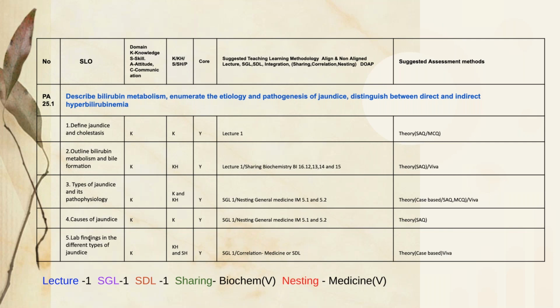Then the causes of jaundice. Again, the same applies to all of this, with it being a core competency. Small group learning, nesting again with general medicine, and the mode of assessment would be theory, which is a short answer question. Then lab findings in different types of jaundice, which is knows how and shows how, which is, I guess, interpretation, and a core competency as part of the small group learning.